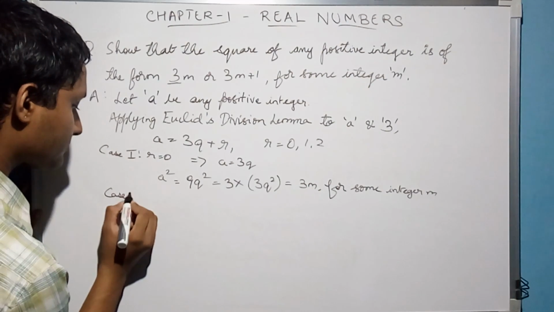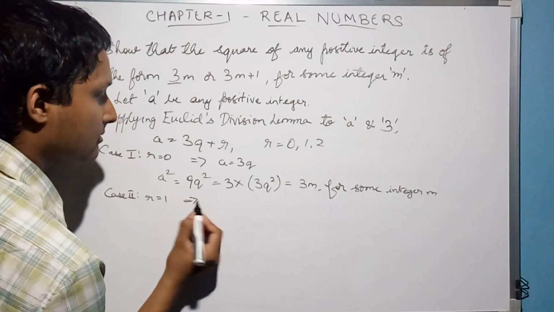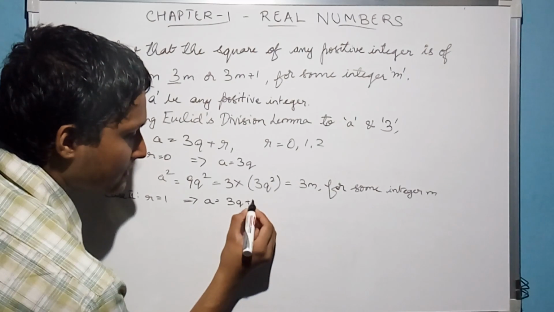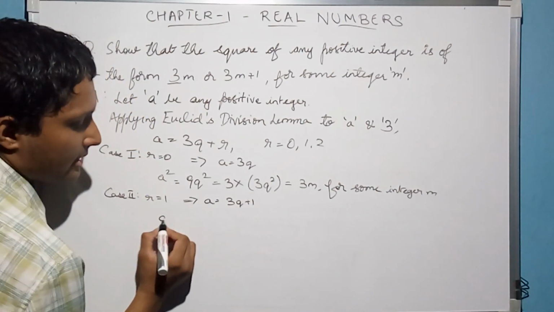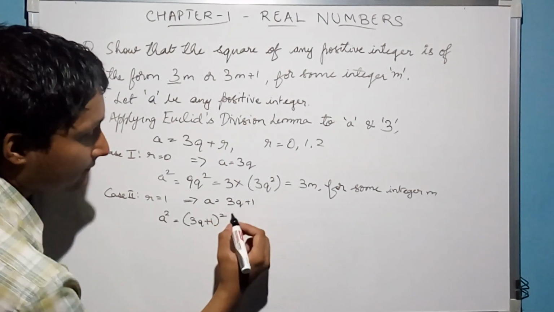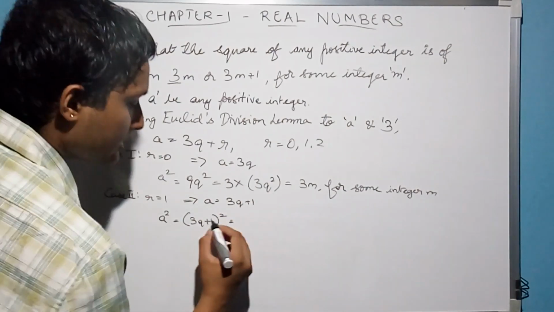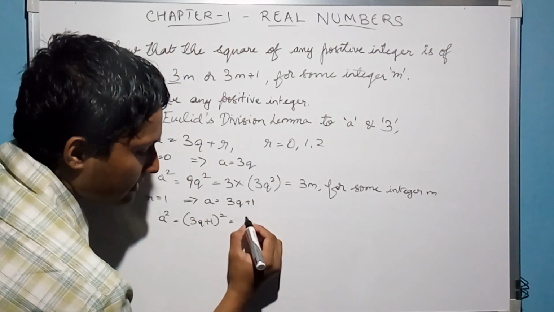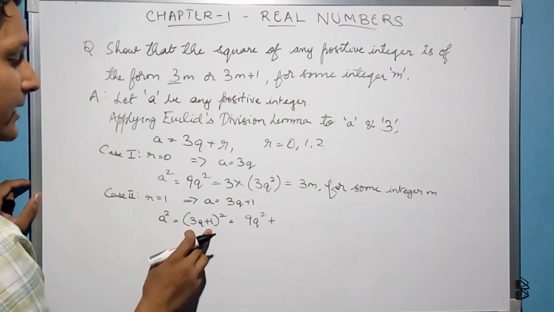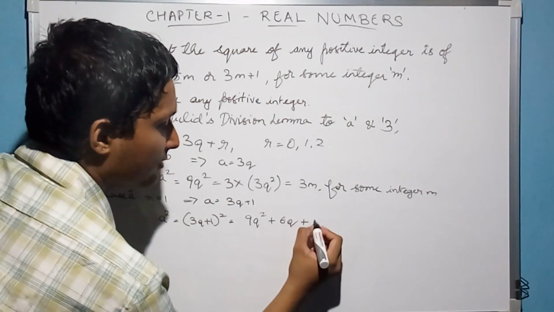In case 2, r is equal to 1. That is the second case. There, a is equal to 3q plus 1. So what will be a square? a square is equal to 3q plus 1 whole square. You're going to use the a plus b whole square formula. That is a square, 3q whole square is 9q square, plus 2ab, 2 into 3q into 1, or 6q, plus 1 square is 1.